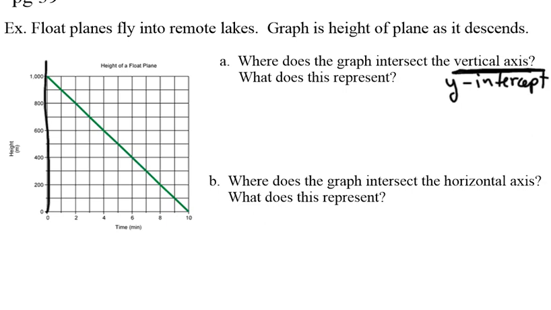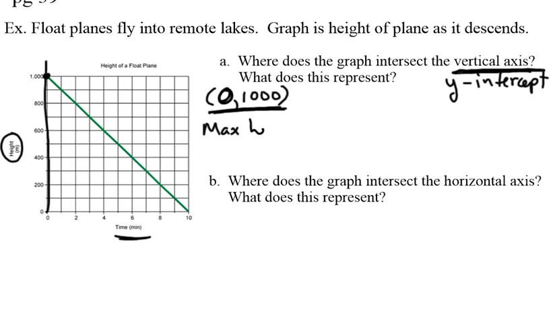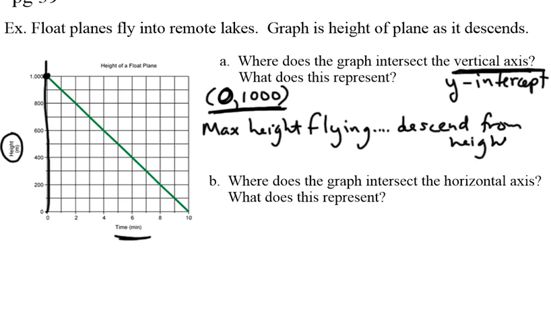But just because we've talked about y-intercepts doesn't mean it's nothing. The y-intercept is an important piece of information. There's our y-intercept. Where does it occur at? It occurs at 0, 1,000. But what does that tell us? Well, our x is time versus height. So we know at time 0, before it starts to descend, it's 1,000 meters. So what does the y-intercept represent? It's talking about the maximum height flying, because it descends from that height. So the y-intercept is telling us, hey, here's the maximum flying height.